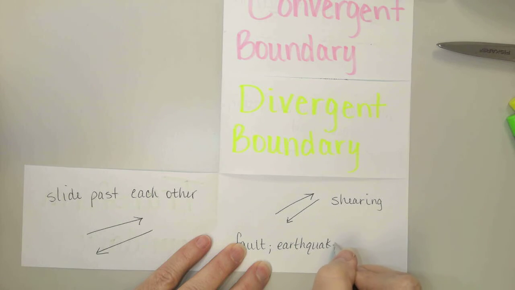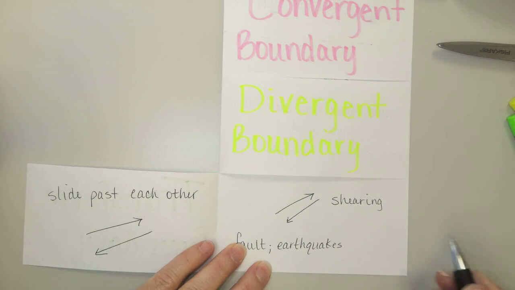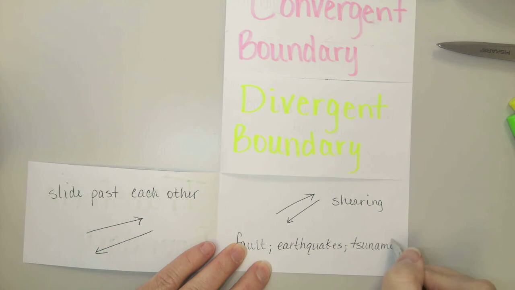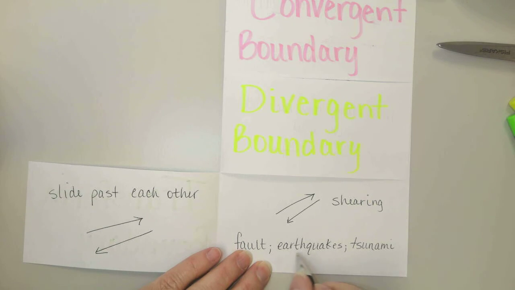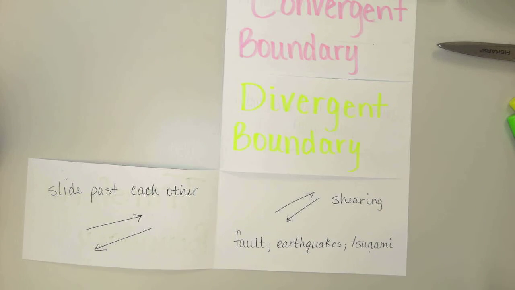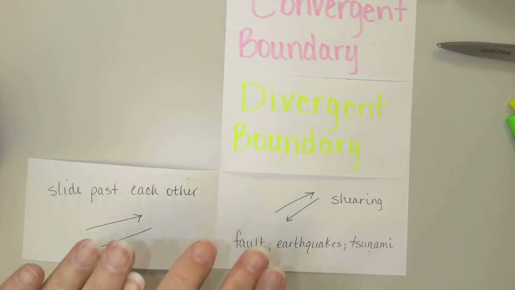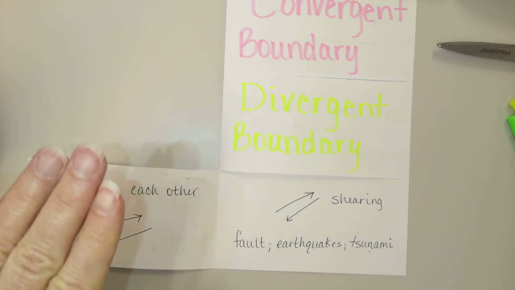This is also where earthquakes happen. Earthquakes happen at transform boundaries, as well as tsunamis. Tsunamis are when they happen underwater. Okay, this is more continental, on top of the earth or on top of the crust. This is more oceanic. When an earthquake happens underwater, this is what causes a tsunami. So that's again caused by the two plates rubbing against one another and causing that friction right there.